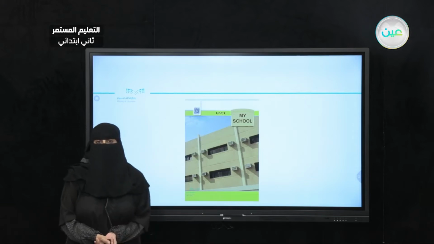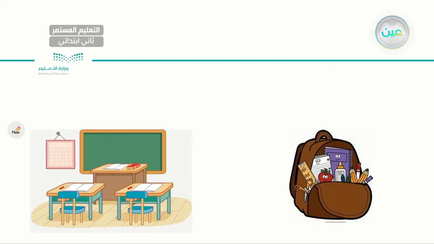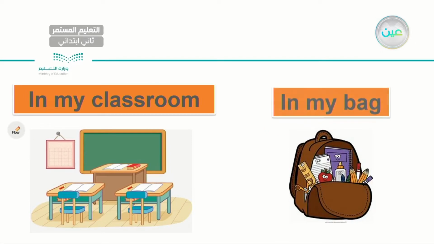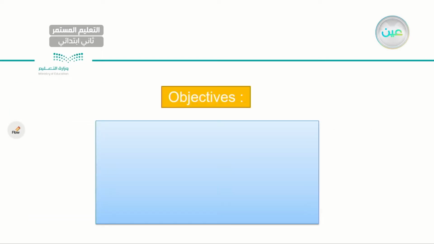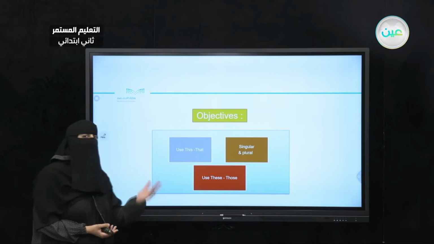This is the cover of our unit. The name is called MySchool. This is MySchool. And also we will be having the same class. We will be having information about things in my classroom plus things in my bag, and we will join them together in the same lesson. So let's start. Bismillah. In this lesson, inshallah, you are expected to use this and that. And I will be explaining this and that in this lesson, inshallah. Differentiate between singular and plural. Also, you'll be able to use these and those. These and those. Let's start.